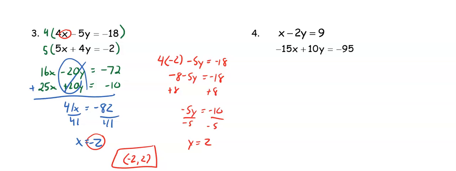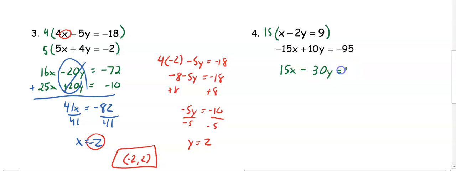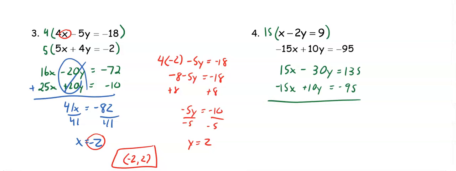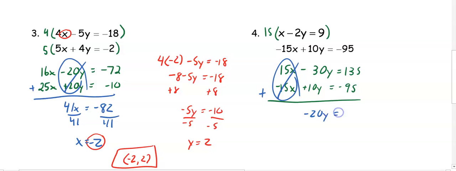In our last problem, this time let's try eliminating the x's. So to cancel out with -15, we would multiply by +15. So we get 15x minus 30y equals 135, and we have -15x plus 10y equals -95. This time, our x's cancel out, so we have -20y is equal to 40. We divide by -20, so y equals -2.